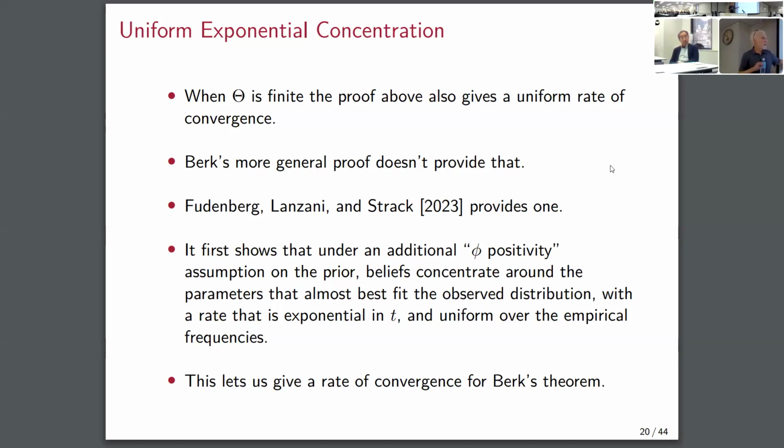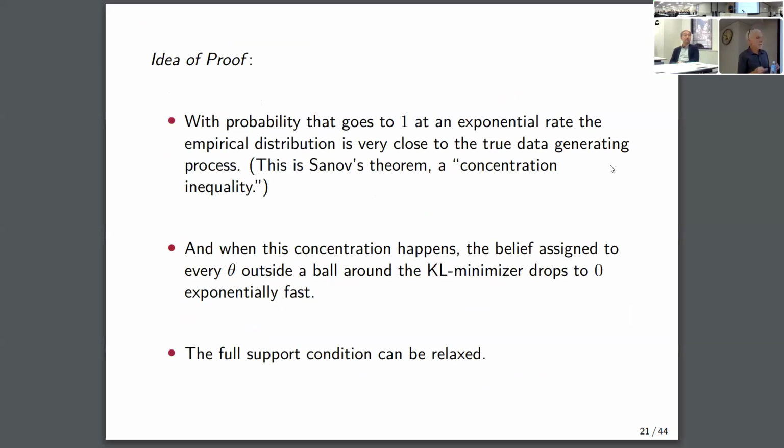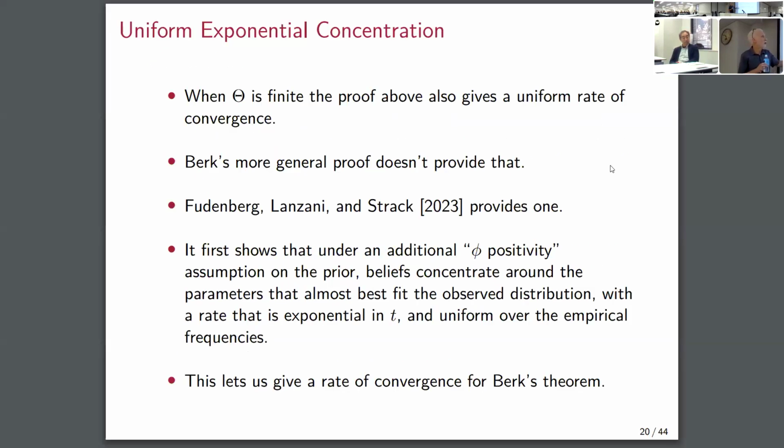I'm not going to go through the details. I think I took those out. So let me just tell you what the result is. First thing, it doesn't work for any prior. It works for priors that satisfy an additional so-called five positivity condition. Simply, the uniform distribution is five positive. Anything that has a density that's strictly positive except on the boundaries is five positive. It's kind of a funny name, and you can't blame us for it.